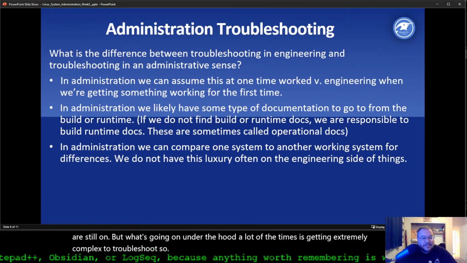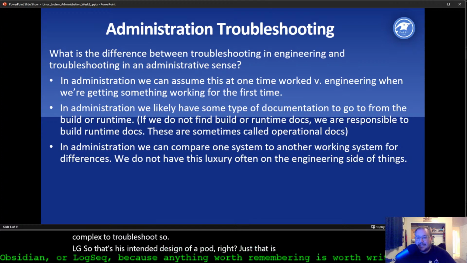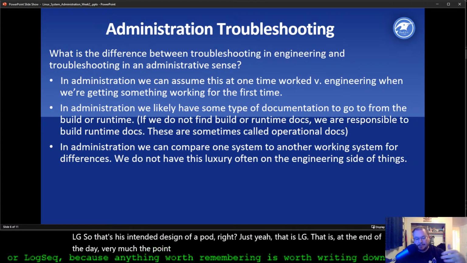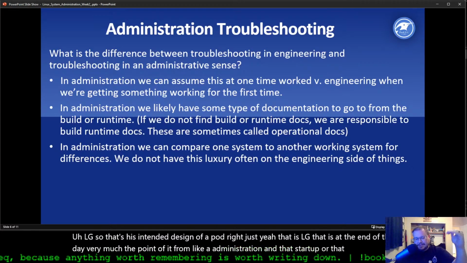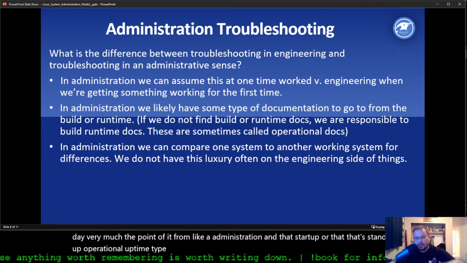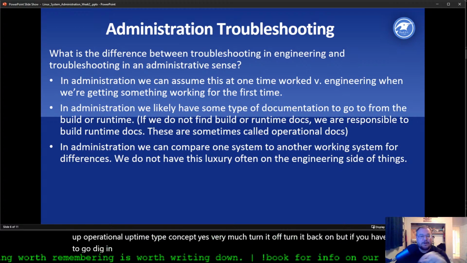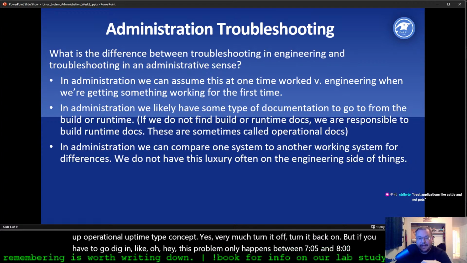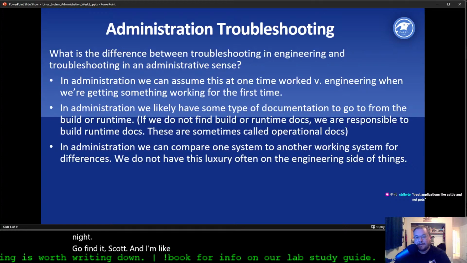Someone said that's his intended design of a pod, right? Yeah, that is, at the end of the day, very much the point of it from an administration and operational uptime concept. Yes, very much. Turn it off, turn it back on. But if you have to go dig in, like, oh, hey, this problem only happens between 7:05 and 8:13 p.m. at night, go find it, Scott. And I'm like, oh, fuck, at least you have a time frame.